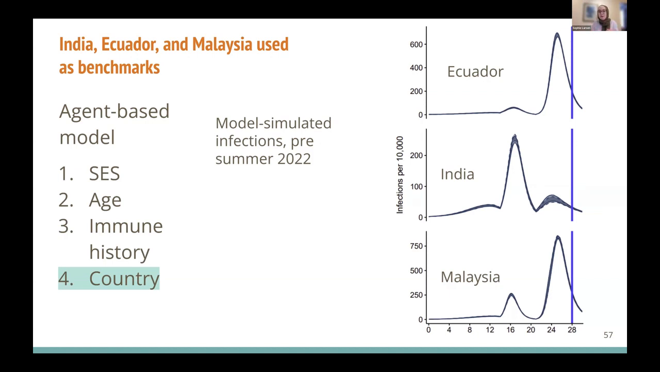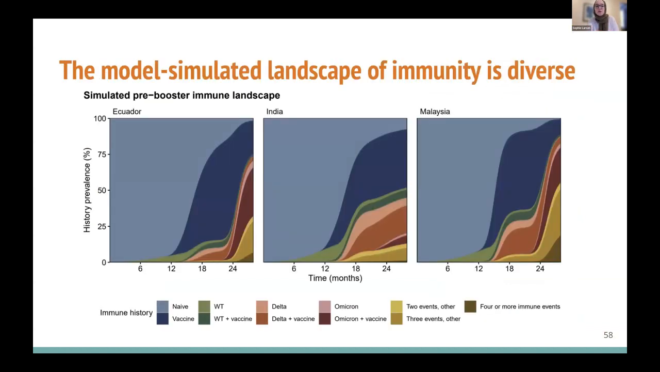For example, in Ecuador, they have really low wild type, fairly low delta, but they had a bigger Omicron wave. Whereas in India, they have this really unique delta wave that kind of dwarfs their other two waves. So this kind of diversity is what we were trying to get at with these three countries. And so the model simulated landscape of immunity is quite diverse. If you've ever read a CDC variant of concern proportions plot, that's essentially what this is, except we're looking at history prevalence rather than the prevalence of a given variant. And what we see is that it is quite different across our simulations of these three countries.